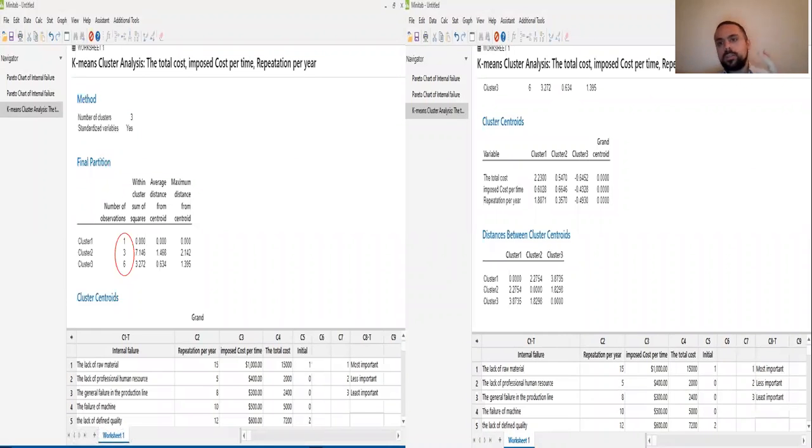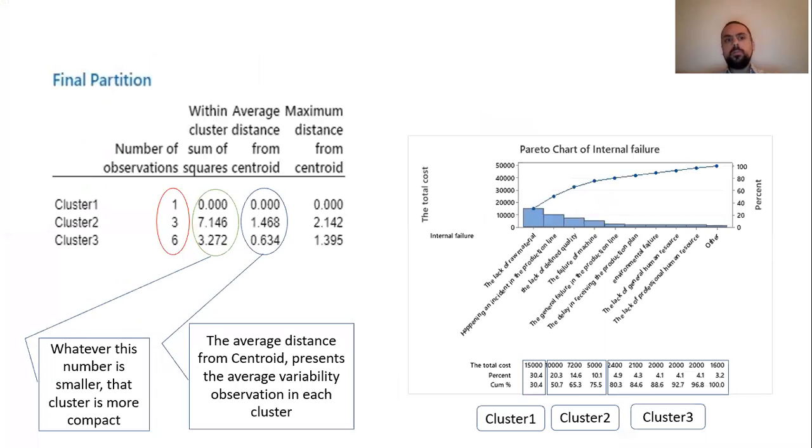3 charts. But the most important one, which gives us a lot of information, is the first one. Let me explain it completely. For instance, in the first cluster, which consists of the most important factors, we just have one factor. As you can see, the lack of raw material. I specified it in the Pareto chart here too. Why? Because it costs us $15,000, which is 30% of the total cost.